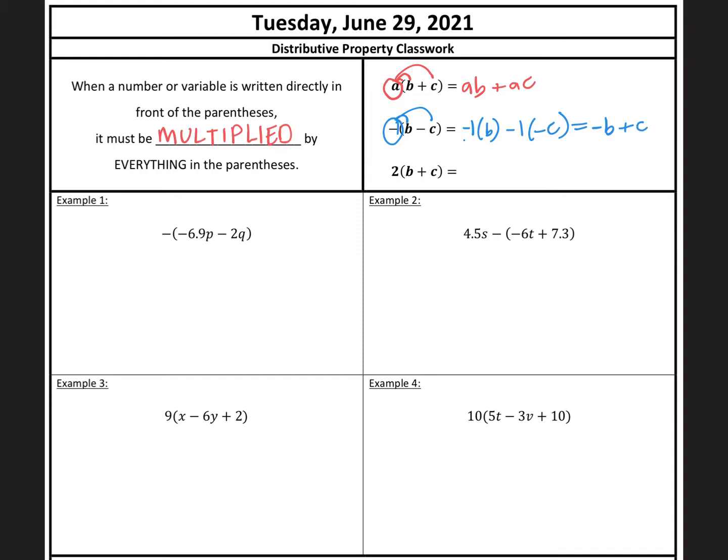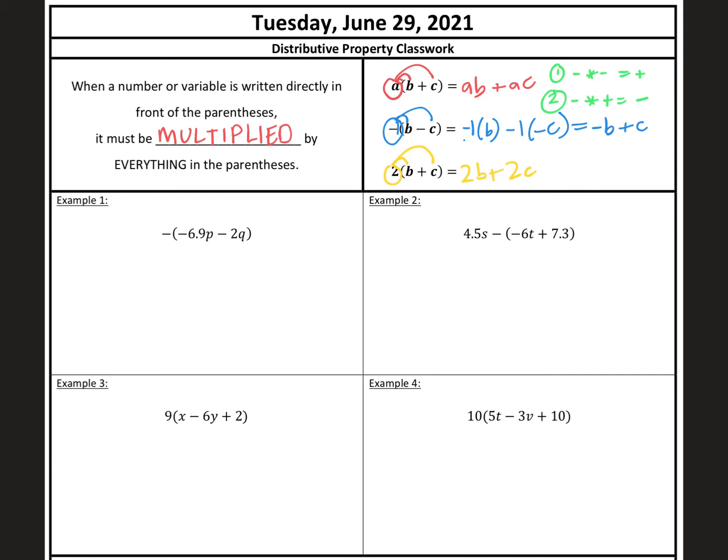And again, maybe make yourself a note somewhere. There's 2 things. 1, a negative times a negative equals a positive. And 2, a negative times a positive equals a negative. All right, and then your last one, we're going to do 2 times B, so that gives me 2B, and 2 times C, so plus 2C.